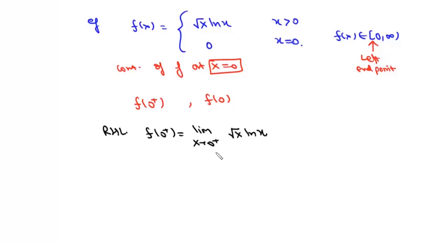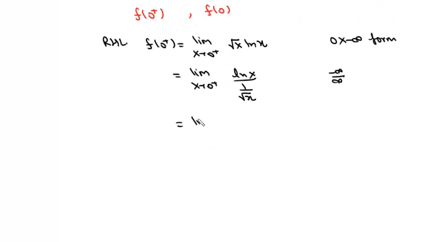Now the first step is to identify the form. This is 0, and log 0 is minus infinity. So it is 0 into infinity form, which is an indeterminate form. Now what we'll do is we'll write this as limit x tends to 0 positive log x upon 1 by under root x. Now this is minus infinity upon infinity form. Now if it is infinity upon infinity form, we can use L'Hopital's rule.